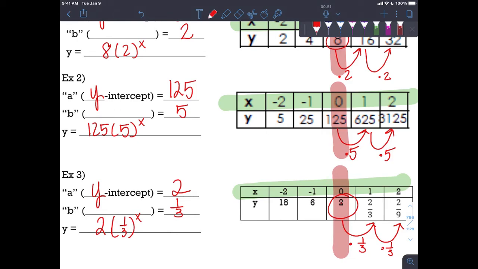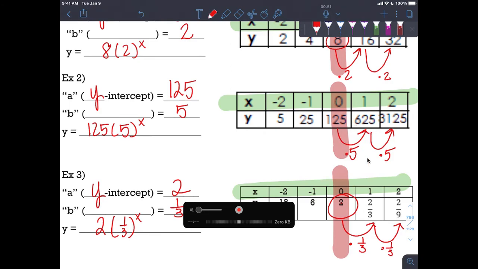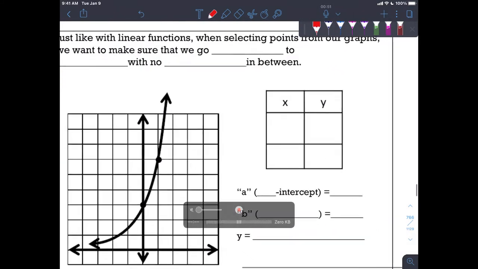Don't let yourself be confused. Exact same process, just like geometric sequences. It's just the equation is slightly different, okay? Ever so slightly. Just no -1. All right, let's go ahead and look at the next part.